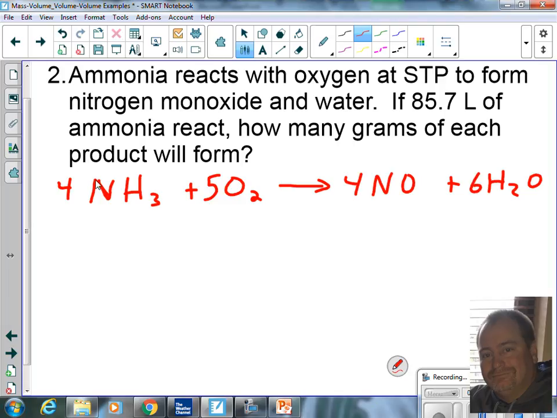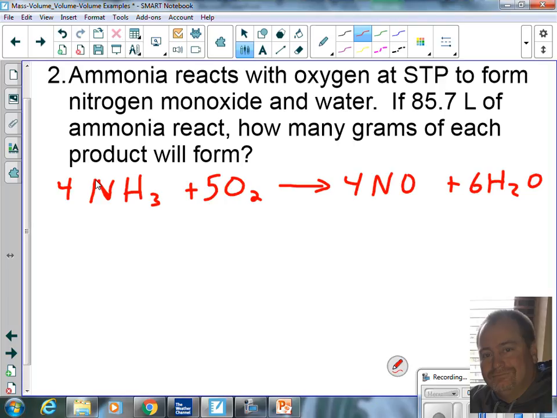So if I look at that, just double checking: 4 N's, 4 N's, 12 hydrogens, 10 oxygens, 6 and 4 is 10 oxygens. Balanced equation. Can I reduce it? No, I cannot. So that is my balanced equation.